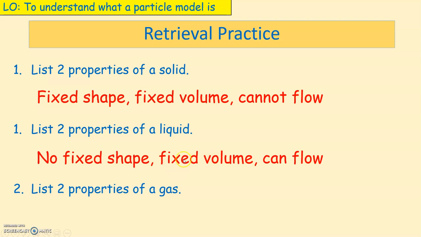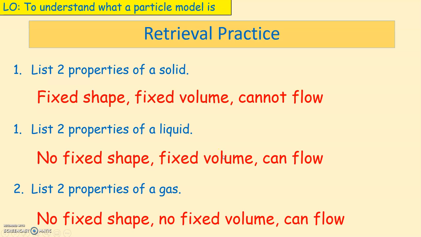And then the last question is asking us, list 2 properties of a gas. Now, gas is even a bit more different, okay? A gas has got no fixed shape because it's a gas, okay? It's got no fixed volume, interestingly enough, because it can go into any container and it can flow as well, okay? If you didn't get this right, I'll advise you to use your green pen and make those corrections. So you can pause the video and make those corrections.